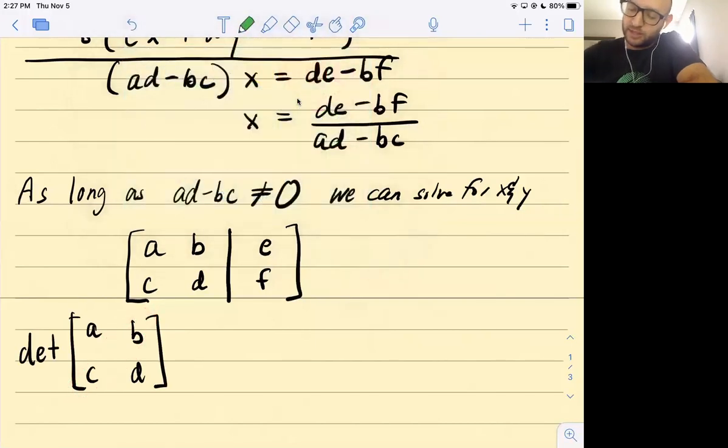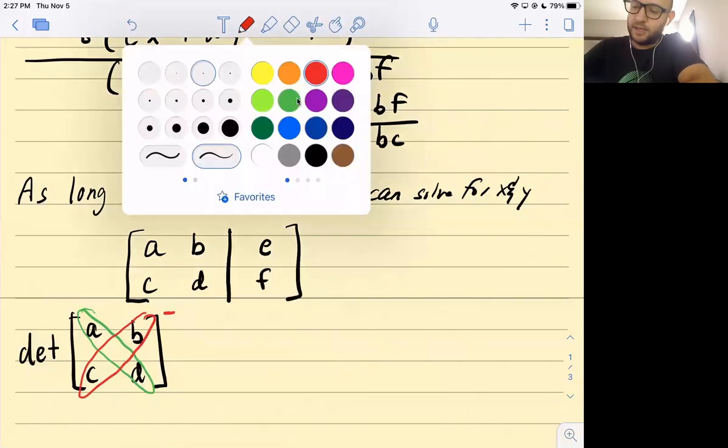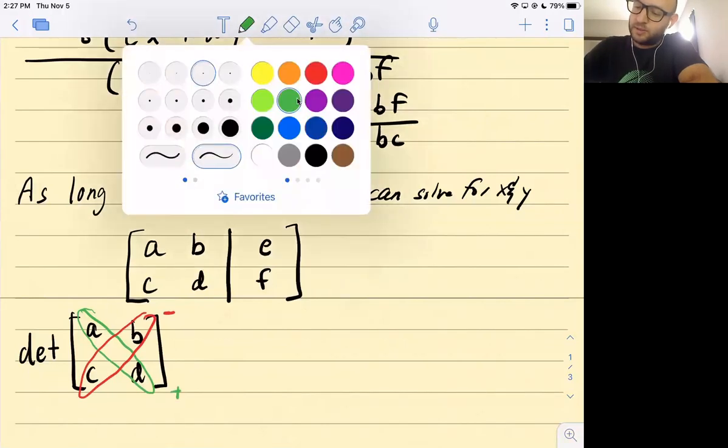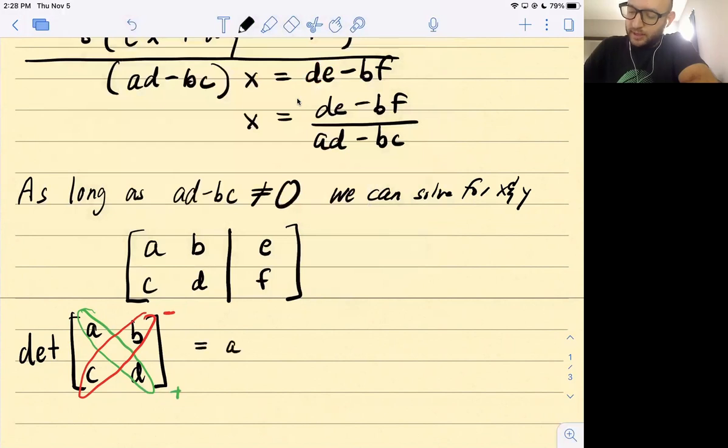So you multiply this diagonal, and whatever number that is, you're going to add that, and then you put a minus sign in front of whatever BC is. So this is a minus, and then this one is a plus. And so the formula is AD minus BC. This is the determinant of a 2 by 2 matrix. Maybe I'll write it out here, determinant.